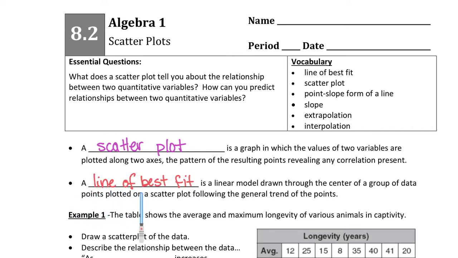Next term is a line of best fit, and this is a linear model drawn through the center of a group of data points plotted on a scatter plot, following the general trend of the points.